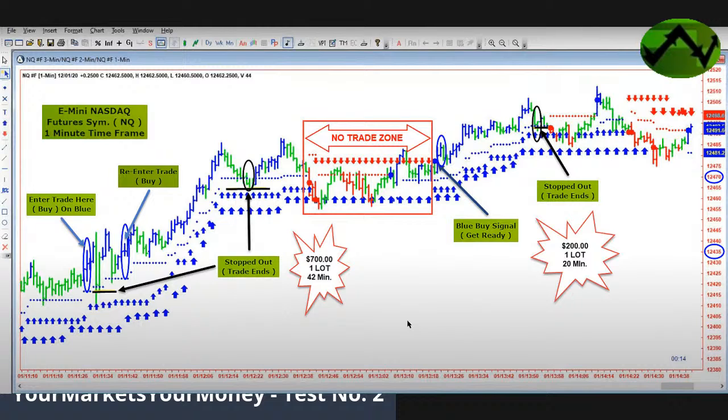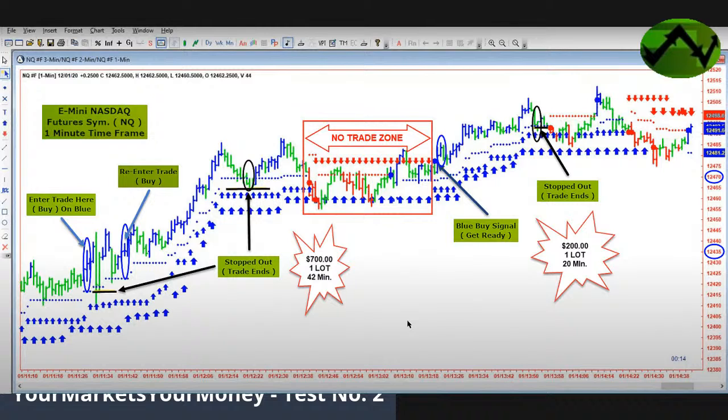I've been told by professionals to set your stop loss at about 2 points under the 2 green bars. So you get back in here, stay in the trade, 2 green bars, put your stop right here. Here's where you get stopped out. And I calculated that at about a $700 profit on one lot.